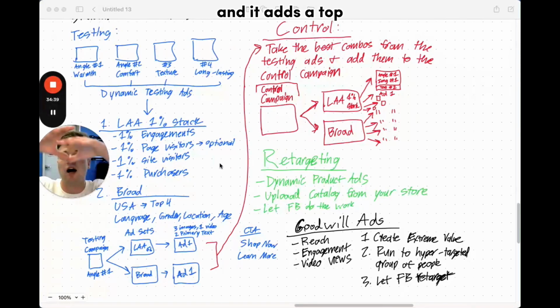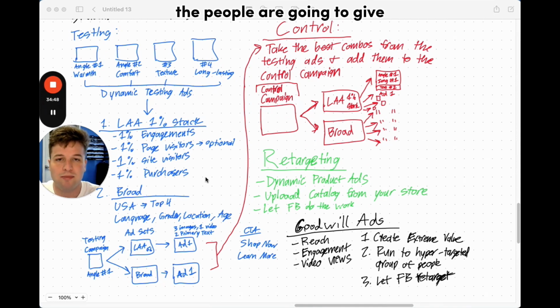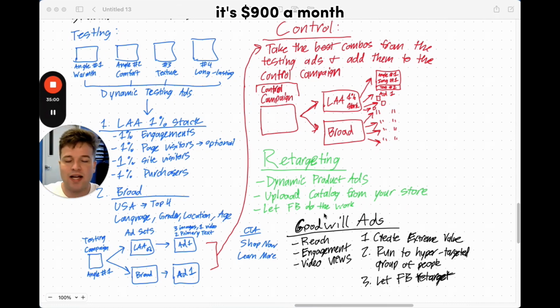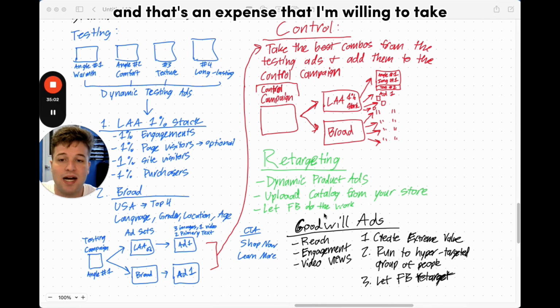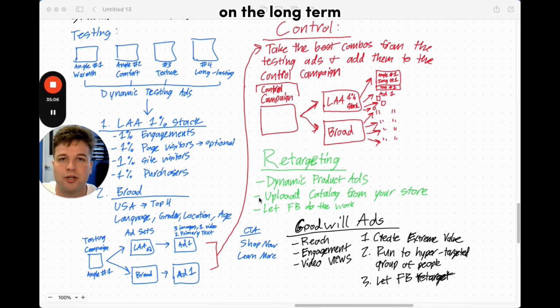And it adds a top layer that your competition cannot copy. And it just increases the amount of value that you're putting into your marketplace that people are going to enjoy, that people are going to give you money for. And the more goodwill that you put into your marketplace, the more good that you're going to get back. And this is a really good long-term play because it's $30 a day. It's $900 a month. And that's an expense that I'm willing to take for my customers because I know that I'm going to get it back on the long term. Okay, and this is something that my competition cannot do. And it puts me ahead of them every single time.